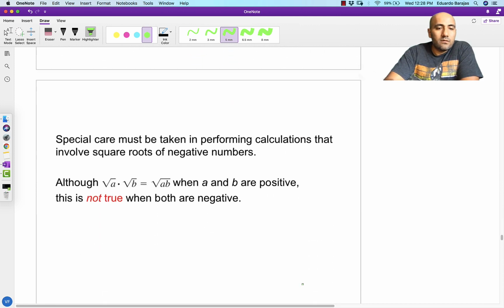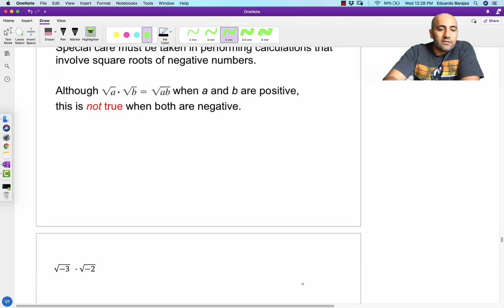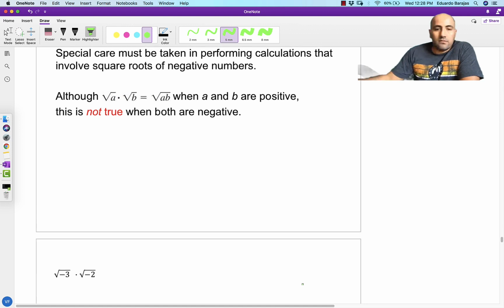Moving on. So special care must be taken in performing calculations that involve square roots of negatives, because although the square root of a times the square root of b is equal to the square root of a times b when a and b are positives, this is not true when both are negative. So here is an example of why that is.